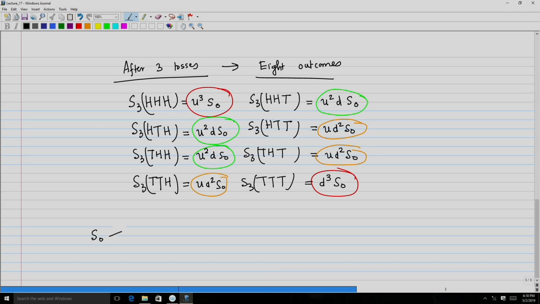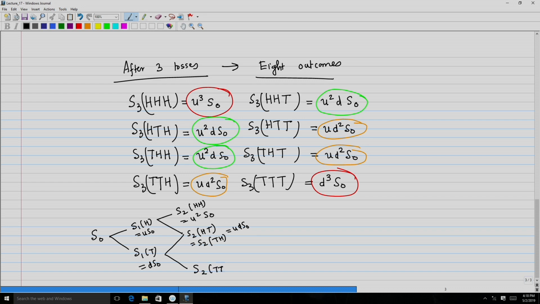So, we start off with S naught. We have S1 of H, which is equal to u S naught. We have S1 of T, which is d S naught. From here we get S2 of HH, which is u square S naught. From here we get S2 of HT, which is going to be the same as S2 of TH, namely u d S naught, and from here we arrive at S2 of TT, which is d square S naught.